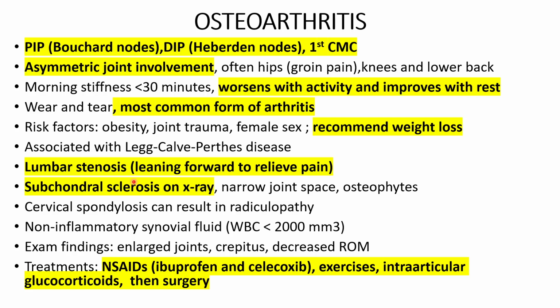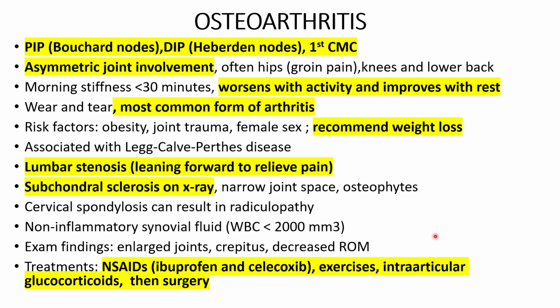Now, subchondral sclerosis on X-ray, which I'll show you, narrowing joint space, and osteophytes, this is just better shown than talked about. Cervical spondylosis due to osteophytes can result in radiculopathy. That's another thing. Now, when you aspirate synovial fluid, you will not have elevated white blood cells. It'll be normal. And enlarged joints, crepitus, and decreased range of motion are all very typical of osteoarthritis. So treatments: NSAIDs, ibuprofen, celecoxib, exercises, intra-articular glucocorticoids, and then surgery.